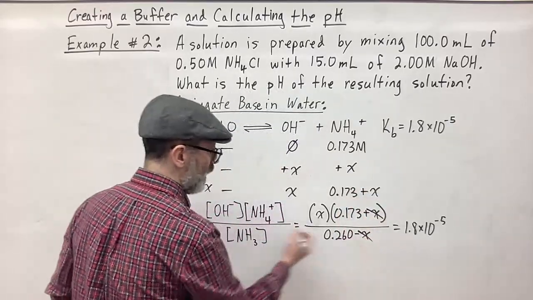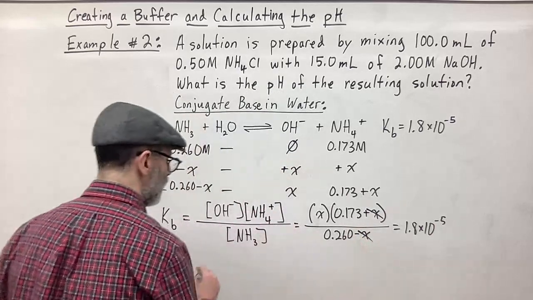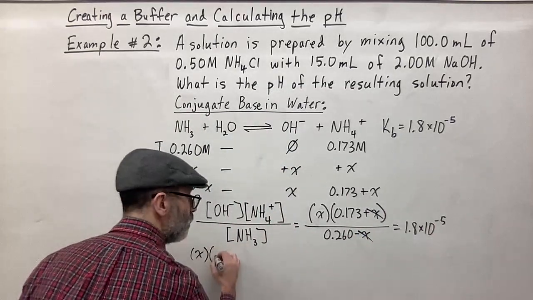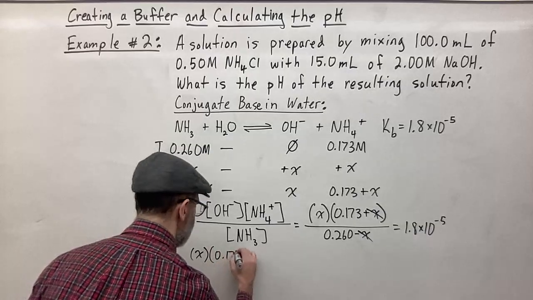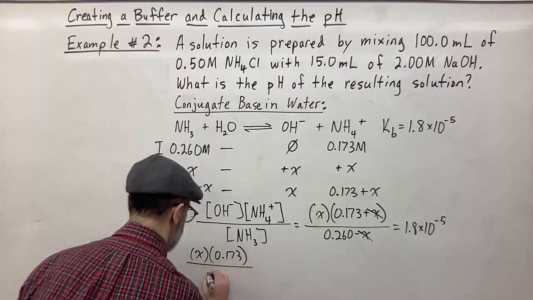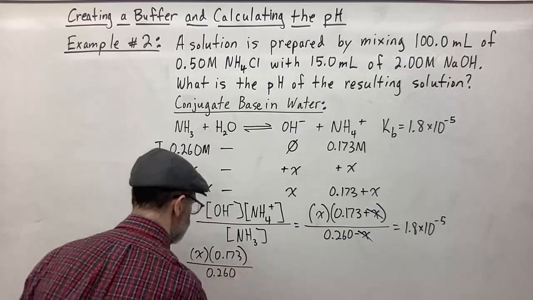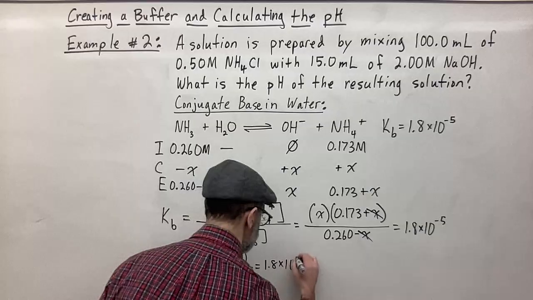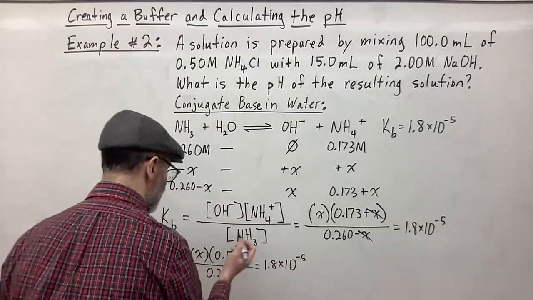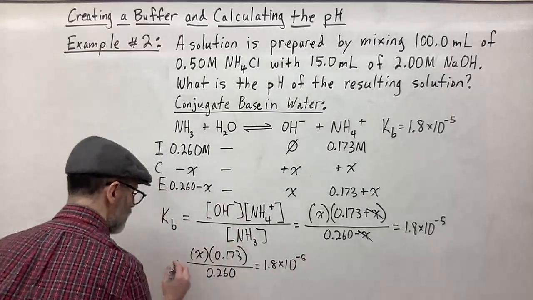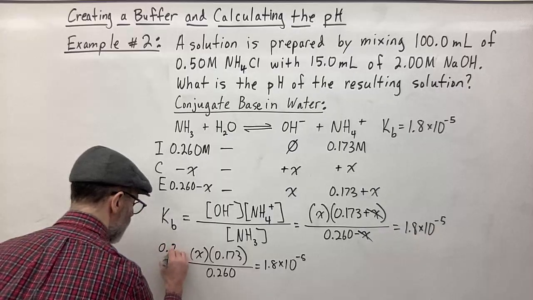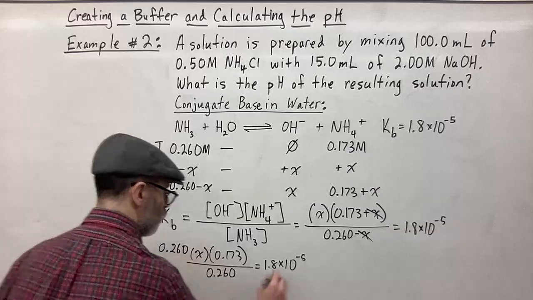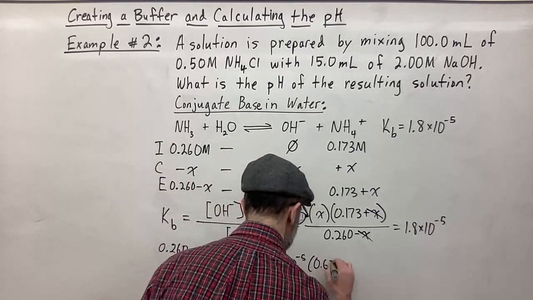And now that we have this, if we rewrite it, we have X times 0.173 over 0.260. That's going to be equal to 1.8 times 10 to the negative 5. And then we want to solve it to get X by itself. So we're going to multiply both sides by 0.260, and we're going to multiply this by 0.260.